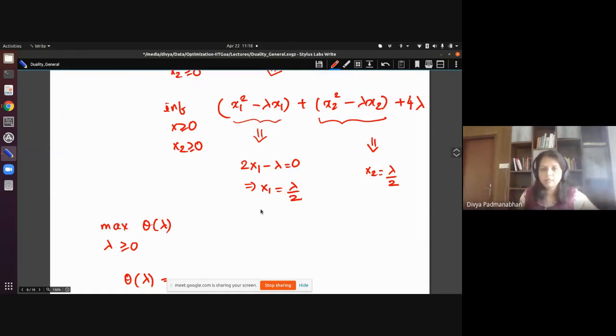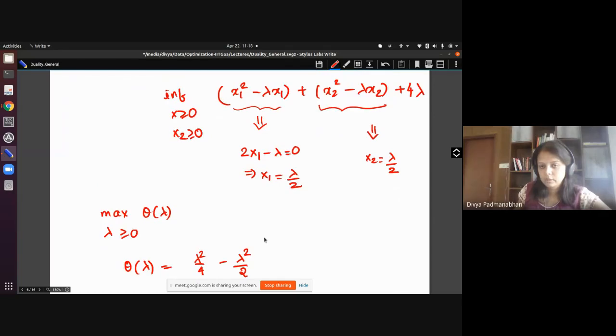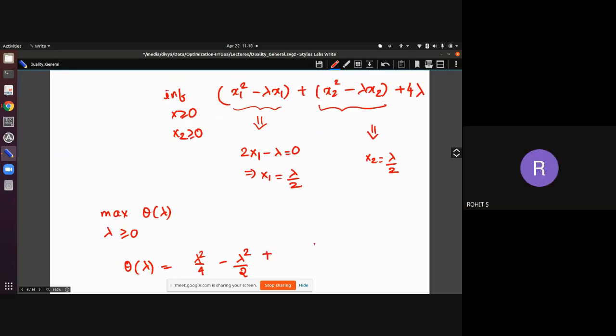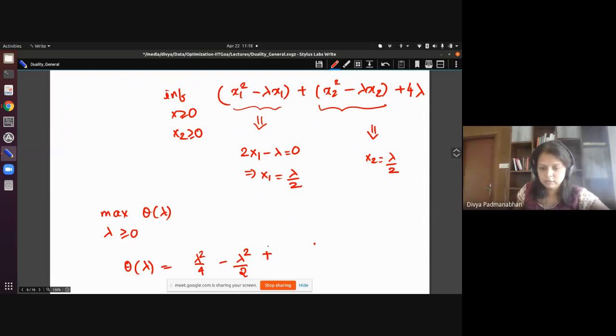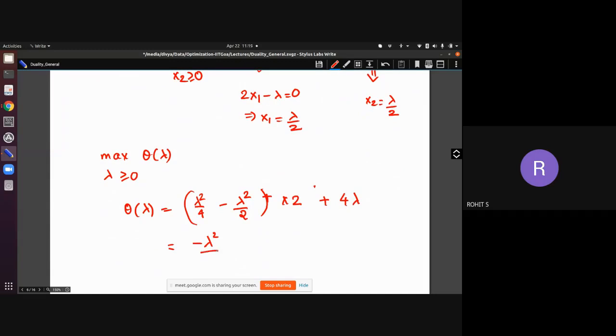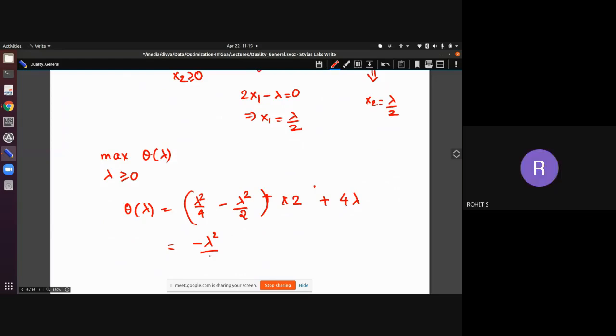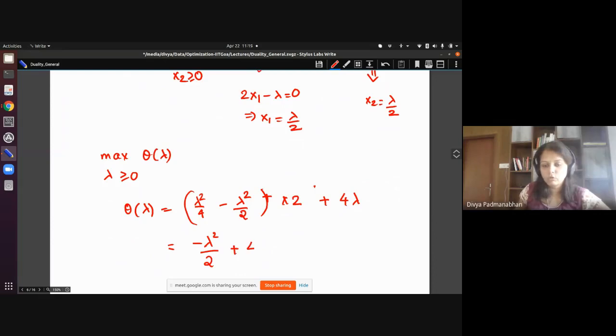So can someone tell me the values? Lambda square by 4 minus lambda square by 2, square, plus the same thing, plus 2 times this, plus 4 lambda, right? So this is equal to what? Minus lambda square by 2. And the 1 by 2 is not needed because it will get cancelled out. So this will give minus lambda square by 4 into 2, right? So this will be minus lambda square by 2 plus 4 lambda, right?